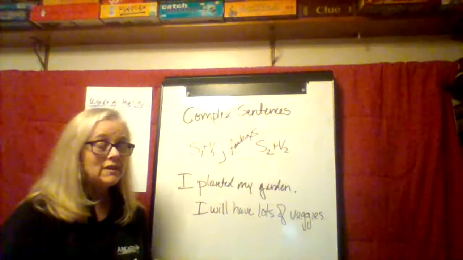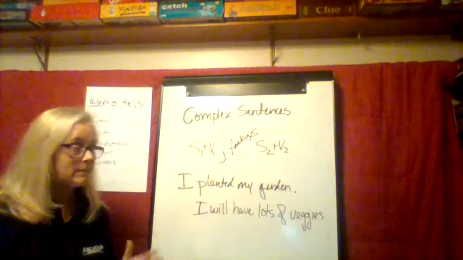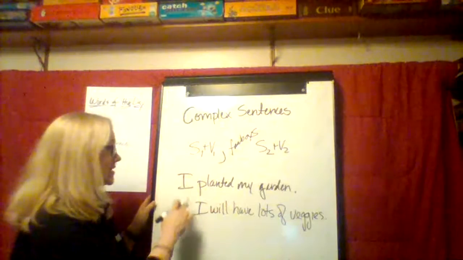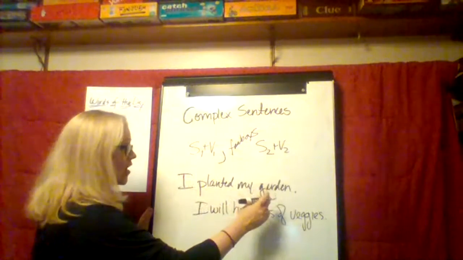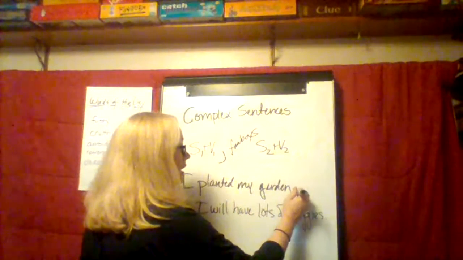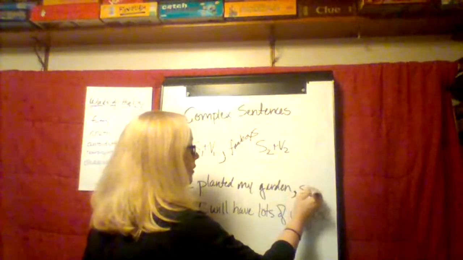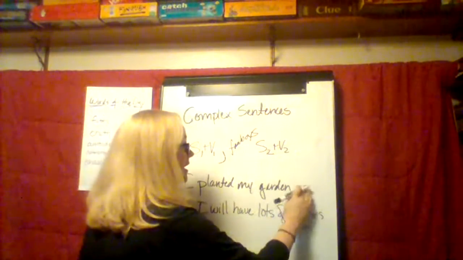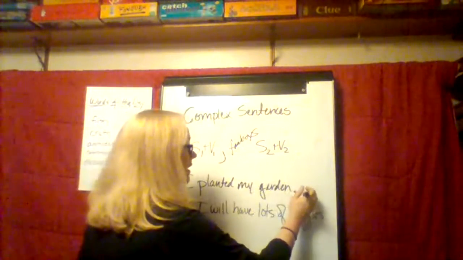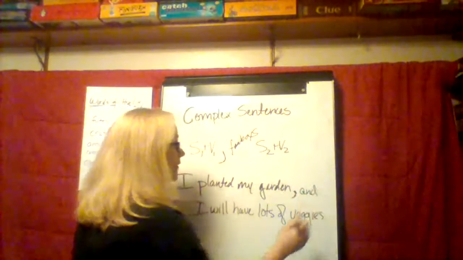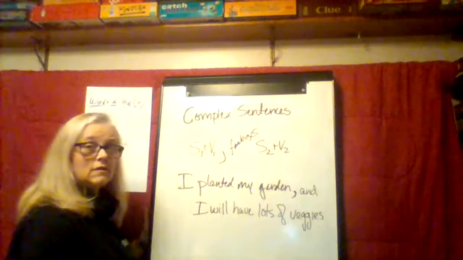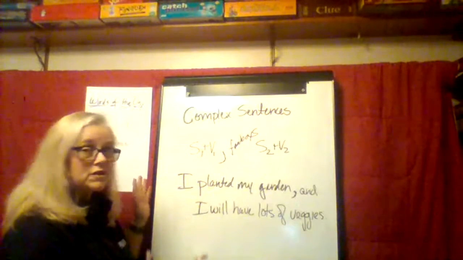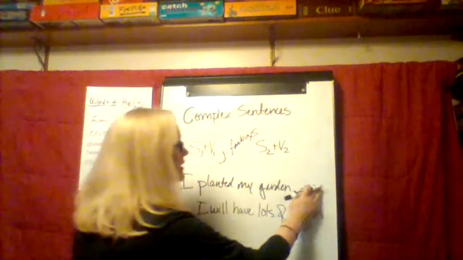I could combine them with a fanboy and make them a compound sentence. I planted my garden, so I will have lots of veggies. Or I could say, I planted my garden and I will have lots of veggies. So that would work to combine them into compound sentences.